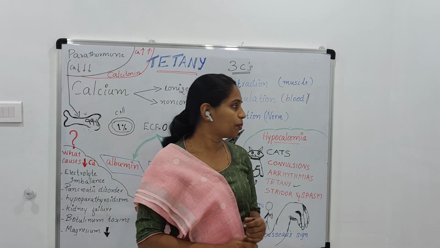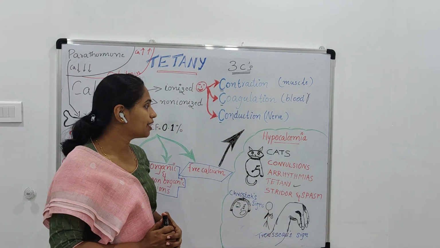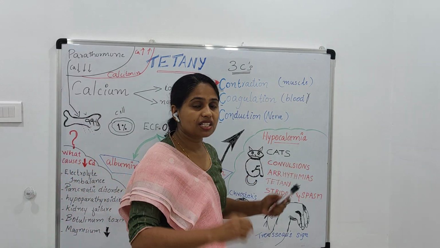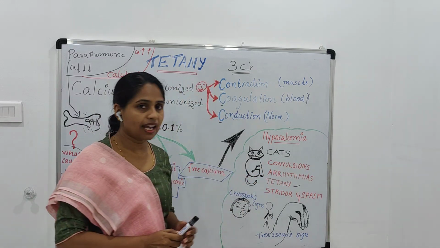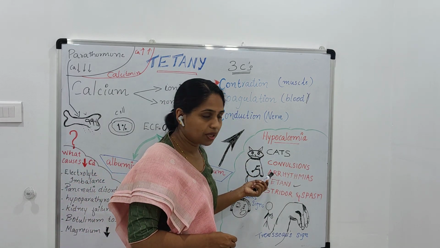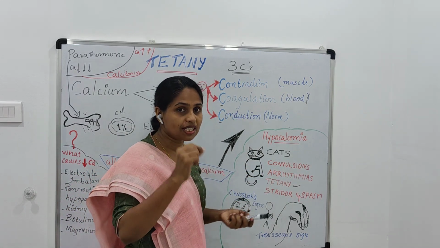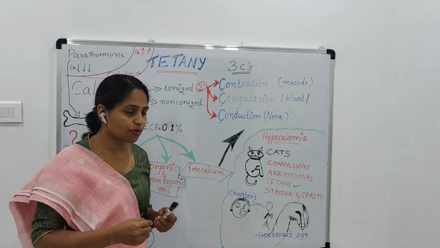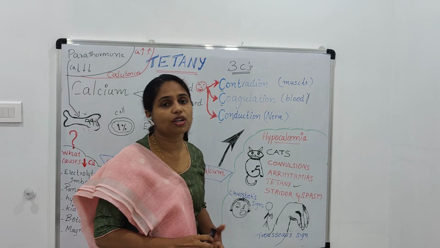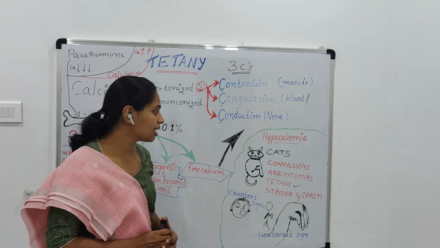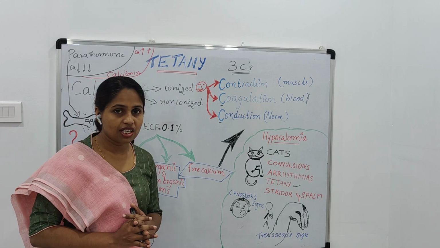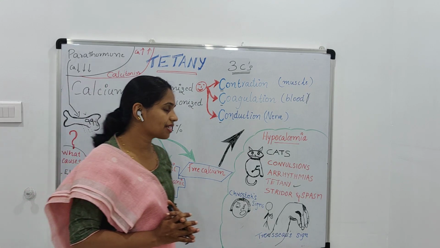Okay, so the main classical signs of hypocalcemia are CATS. So you can just remember CATS. What is CATS? C stands for convulsion, A stands for arrhythmia, and T stands for tetany, what we were explaining. And S stands for stridor or spasm. I repeat, convulsion, arrhythmia, tetany and stridor and spasm.